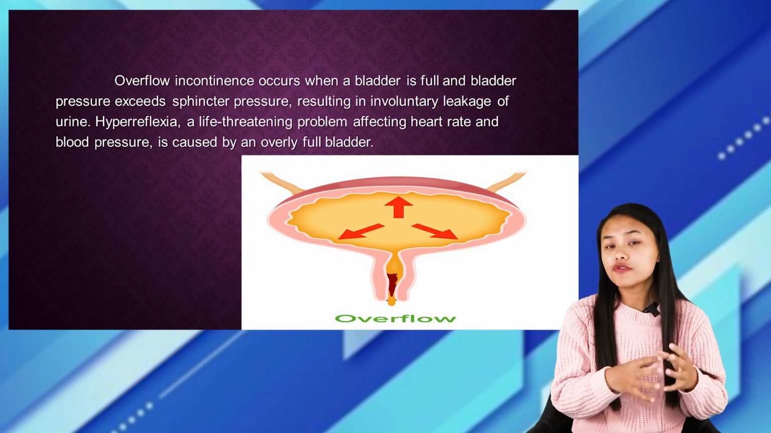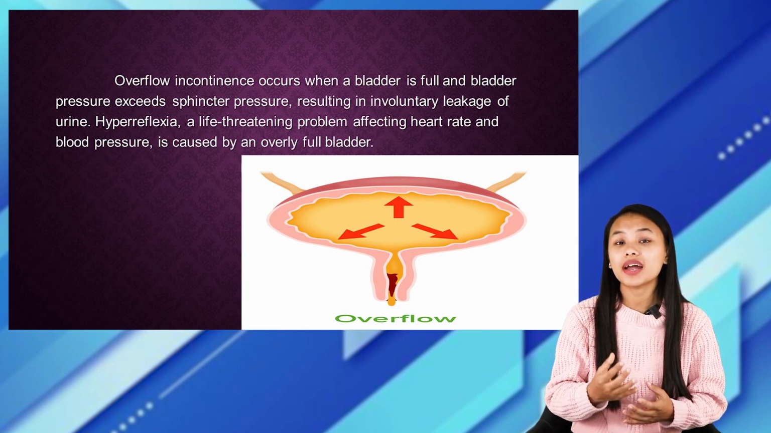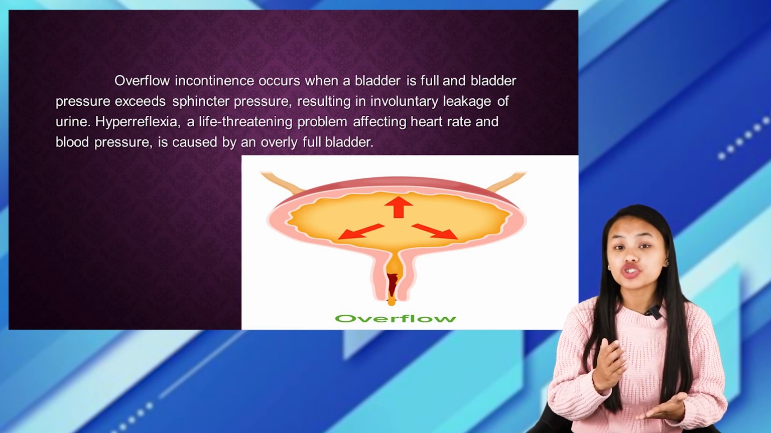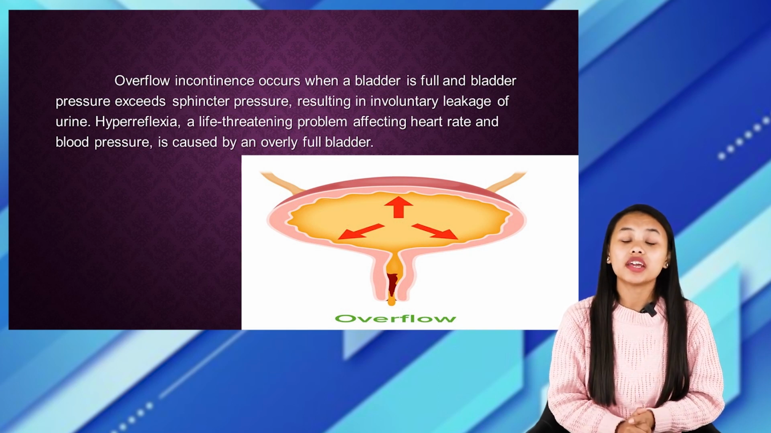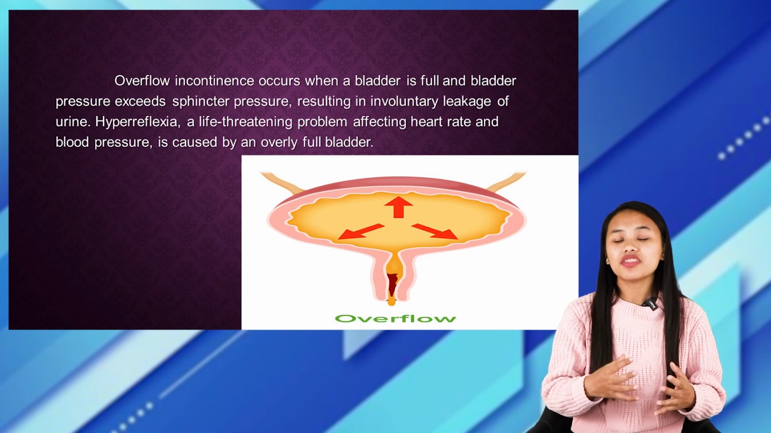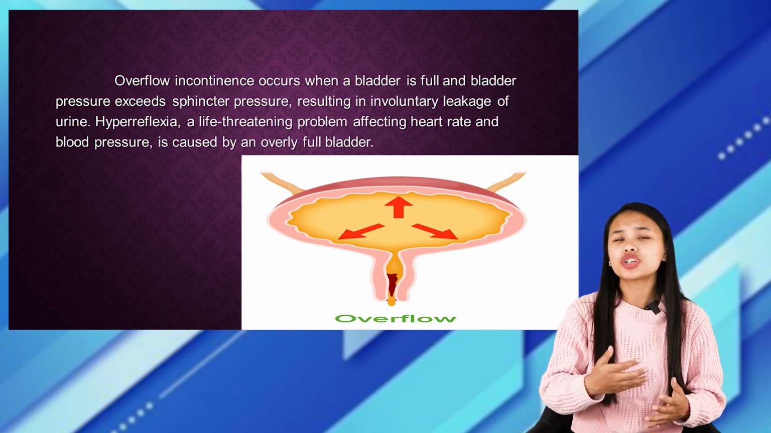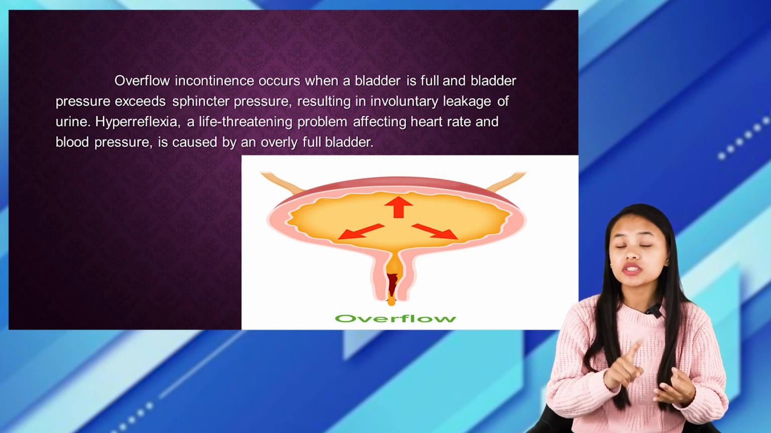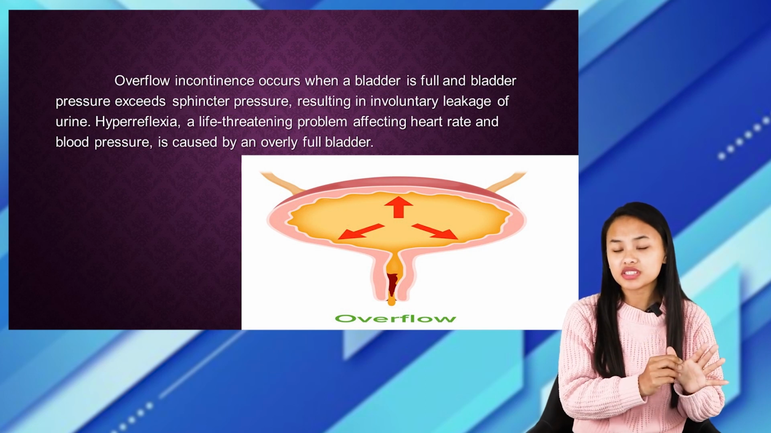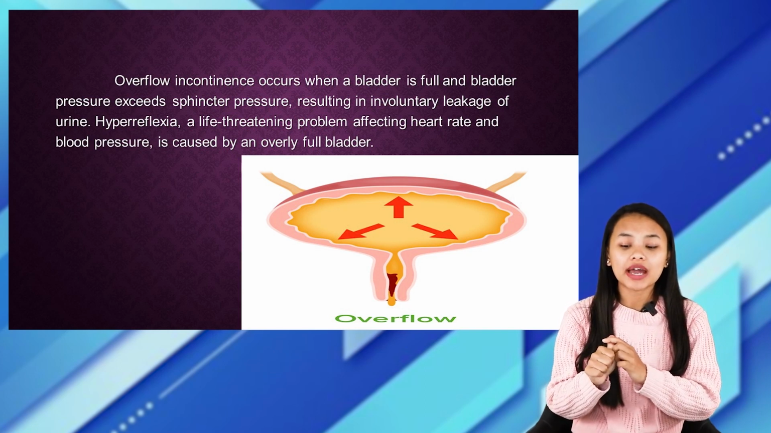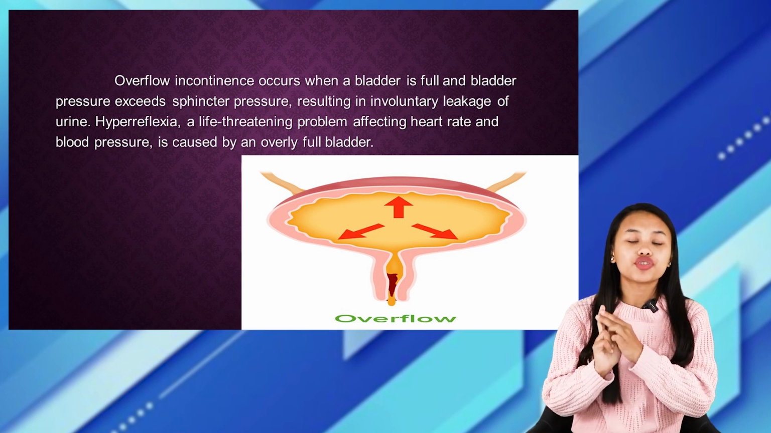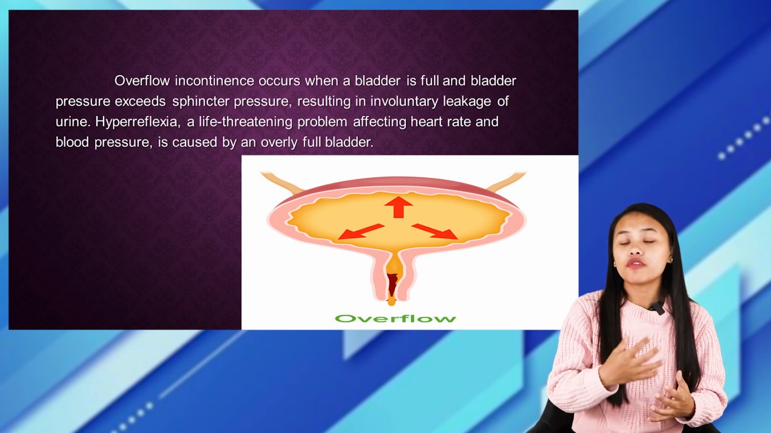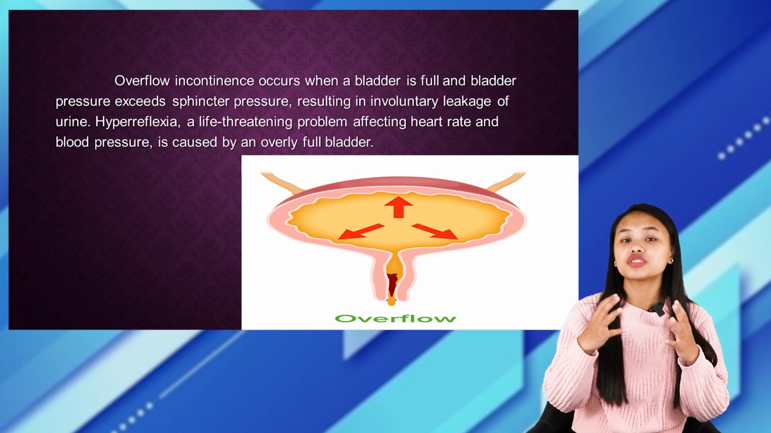And overflow incontinence can also occur when the bladder is full and the bladder pressure exceeds the sphincter pressure, which can ultimately lead to an involuntary leakage of urine. This overflow incontinence usually happens when there is any head injury, spinal injury, multiple sclerosis, diabetes, trauma to the urinary system, or if the person is under post-anesthetic, sedatives, hypnotics, tricyclics, as well as analgesia. So when a patient is having overflow incontinence, it can be caused by these conditions.